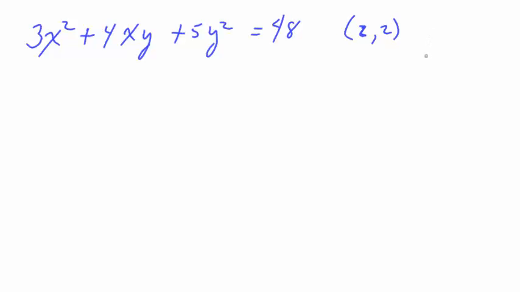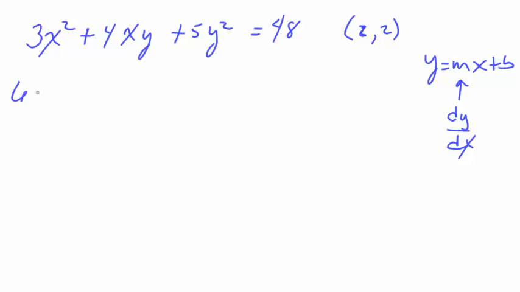So this is what we want to do. We want to find the slope, and the first thing we're going to do is find dy over dx of this equation by taking the derivative. That'll be the first thing that we find. So let's go ahead and take the derivative of this.